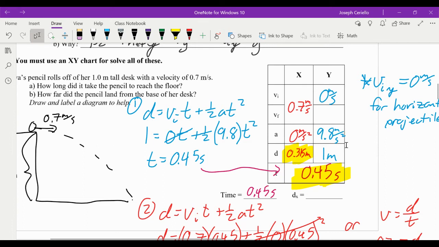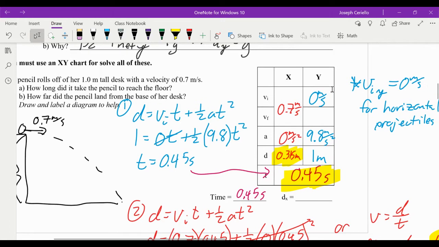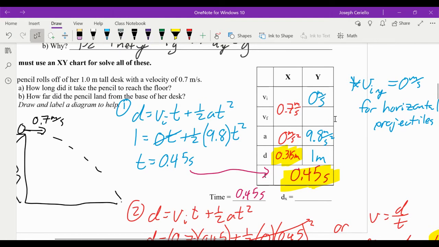So the first thing was to find how long it is in the air for. So I can try to use the x direction. It won't work. You don't have enough information in the x direction, but in the y, I do have enough information. I know the initial velocity, I know the acceleration, and I know the distance. So I can use d equals Vi t plus 1/2 a t squared, and I get a time of 0.45 seconds. So I fill it in there.